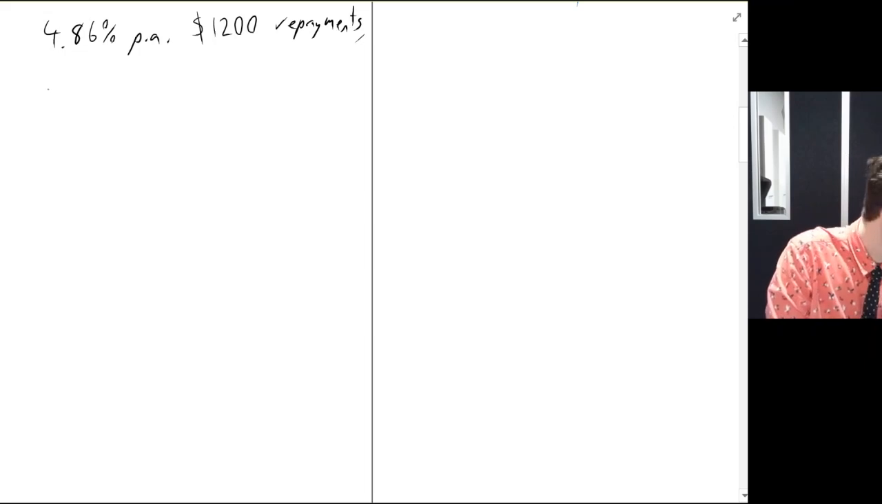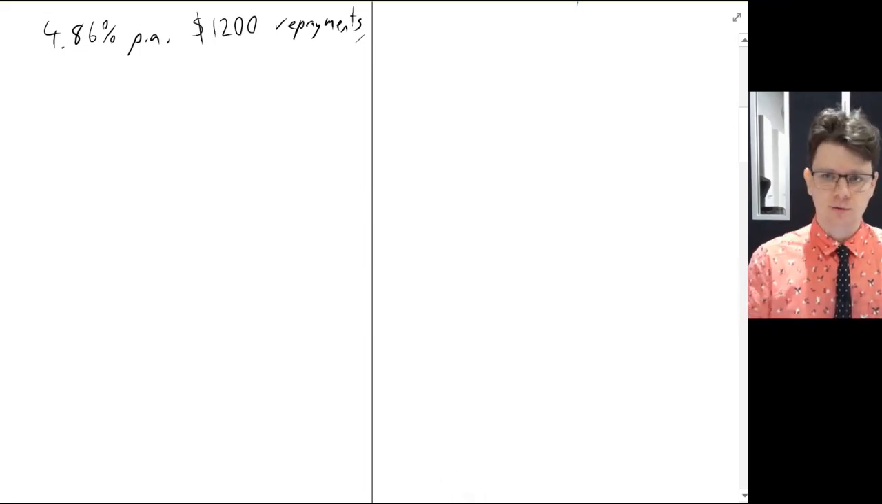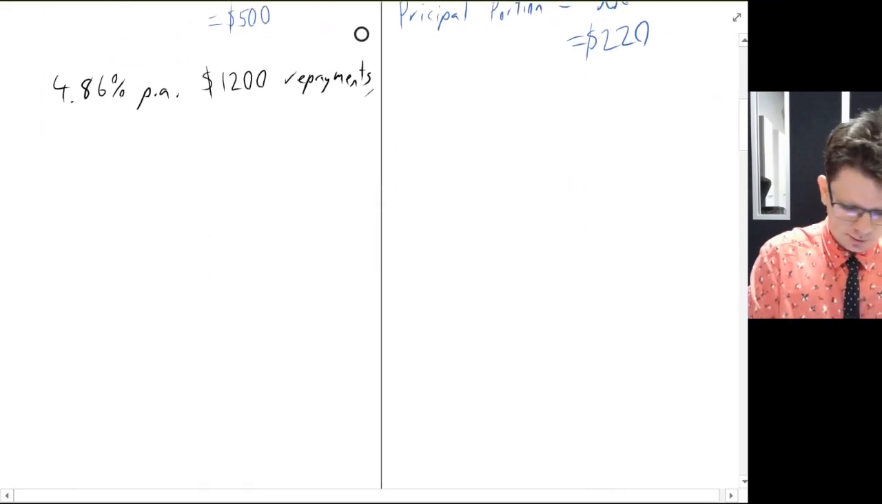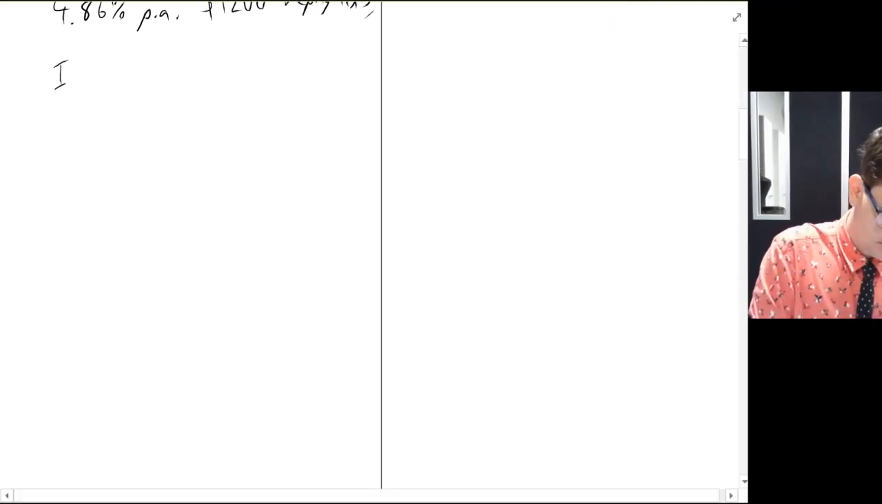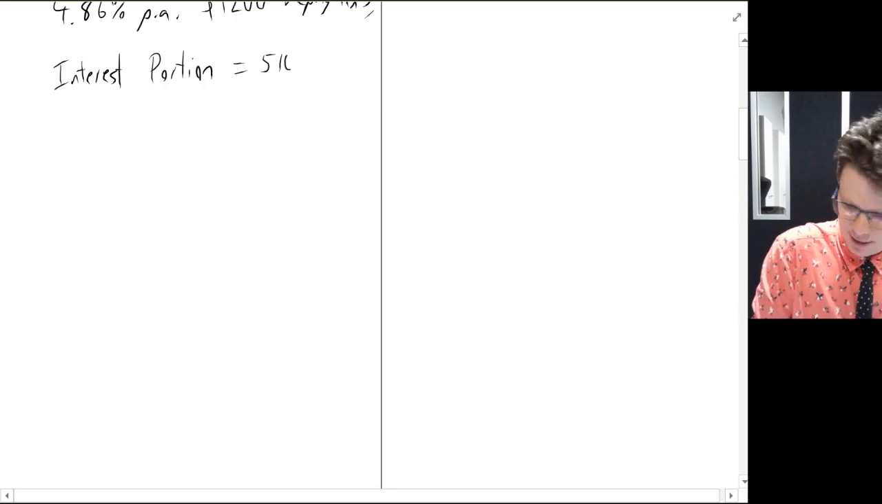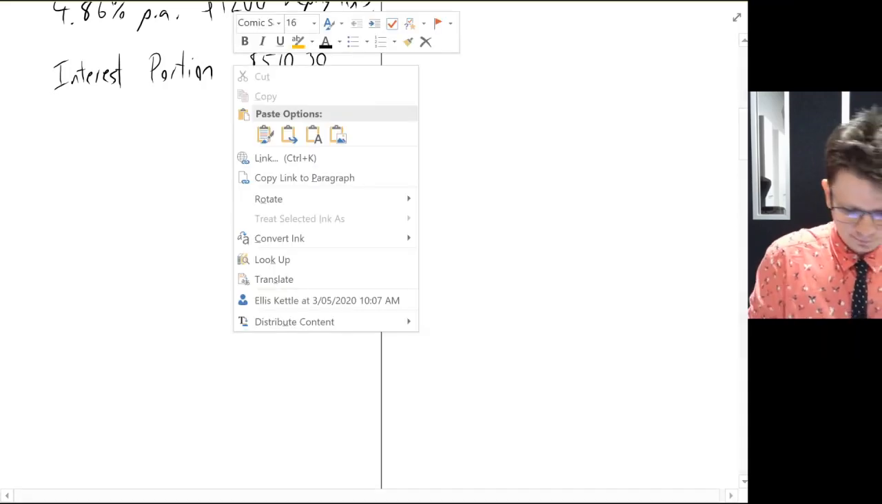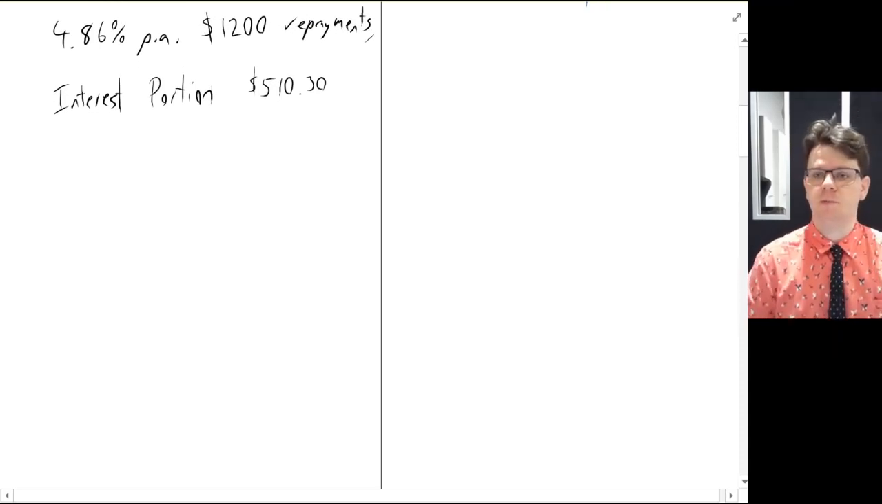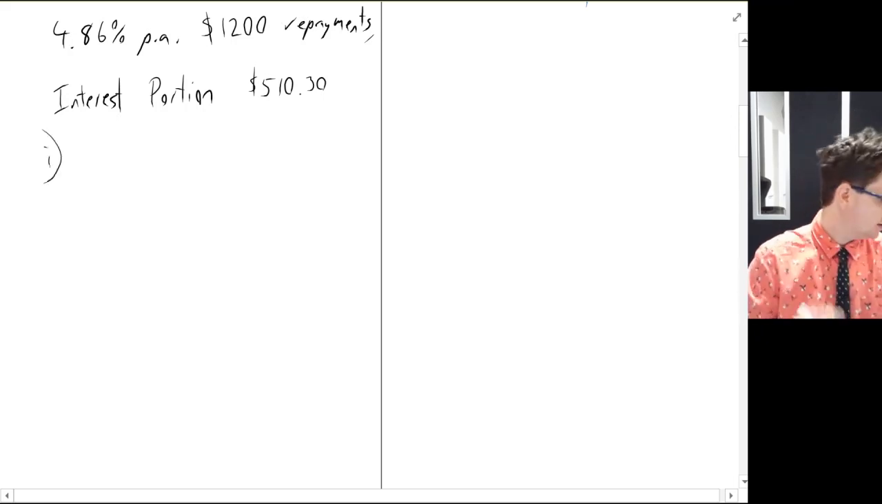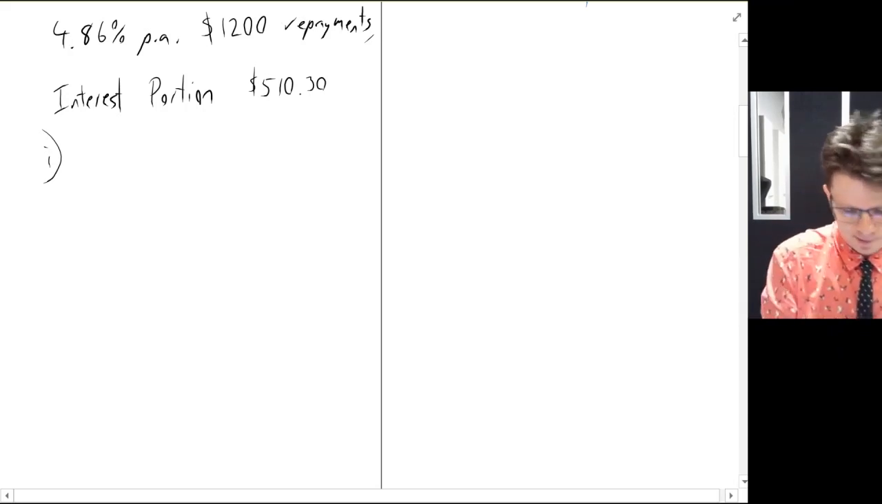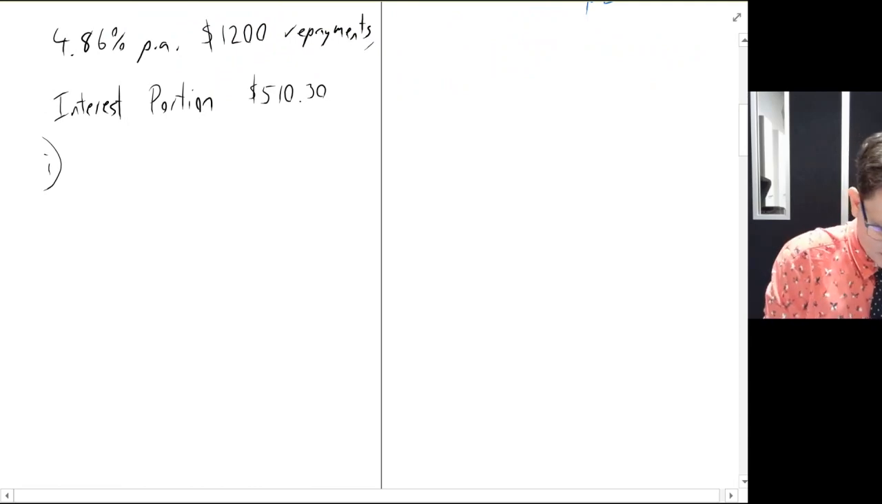And I know that on my first repayment I have to pay back, alrighty, so 4.86% per annum, $1,200 repayments, and on the first year, the interest portion was $510.30. Okay? So in the first year, the interest portion was $510.30. So the first question is, what was the principal portion of this one? So calculate, I'm just going to write it down. Find the principal portion.